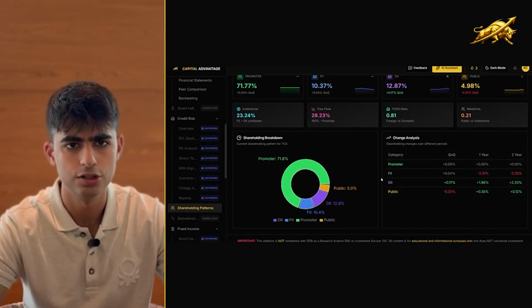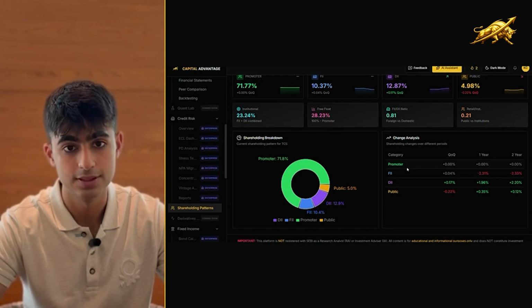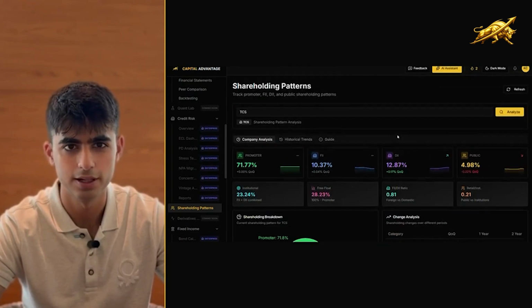And we also have the change analysis of how much each category of ownership changes year over year. As we can see, the promoters haven't really changed in the last 2 years. Foreign investors have been selling and domestic investors have been buying. And we can see the public has been around flat.